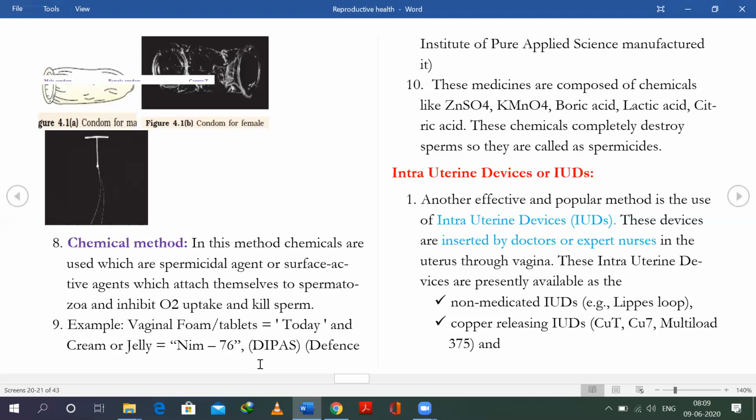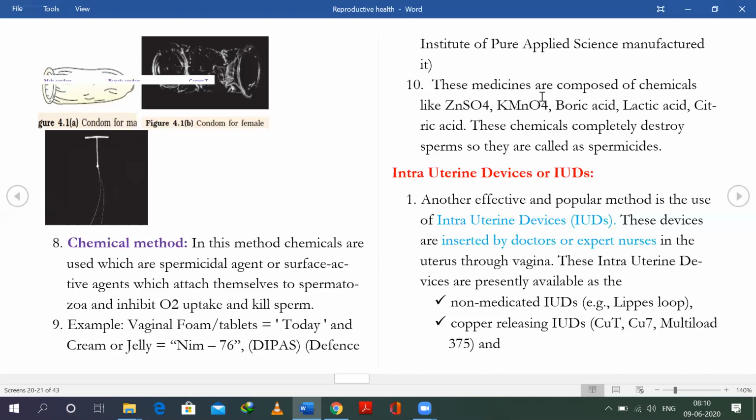Some examples that we have: there is a vaginal foam called Today. Today is the brand of this foam. You can Google that if you still wish to. So that is the vaginal foam, and then there are creams and jellies. These are some brand names that we have. Delfen, Defence Institute of Pure Applied Sciences manufacture it. It's a brand name. And some medicines are composed of ZnSO4.